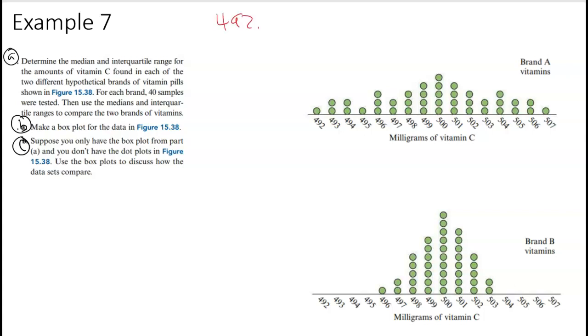So that would be 492, 493, 493, 494, 494. But I have to do this 40 times. That's not the most efficient. So I'm going to show you another way to do this, and that is by using the number of data points to determine where the median and the interquartile will be.